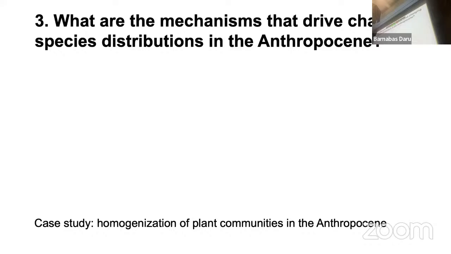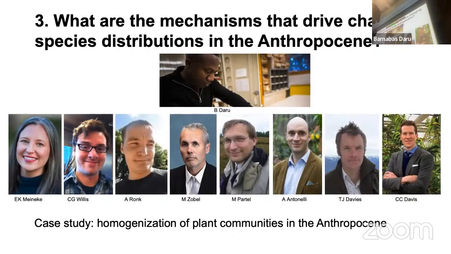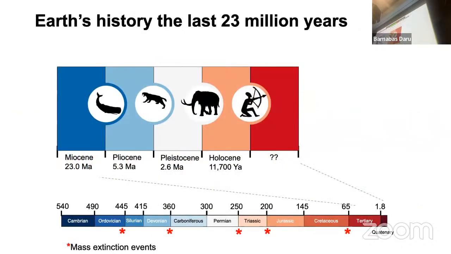So here I use a case study titled The Homogenization of Plant Community in the Anthropocene. And this is work that was done in cooperation with different labs and groups, for which I'm really thankful, and being able to work with these amazing individuals. And so I'll take you a little bit through the history of the last 540 million years.